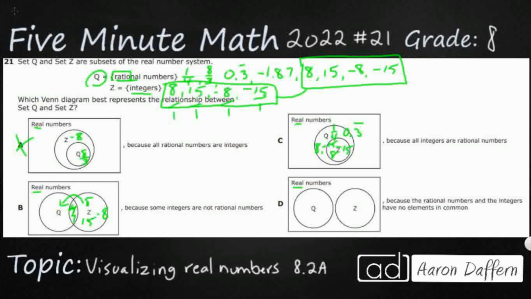Oh, they're not even overlapping. They have no elements in common. No, we just figured out this right here, that I can put my whole numbers on both lists. So that's not going to work.